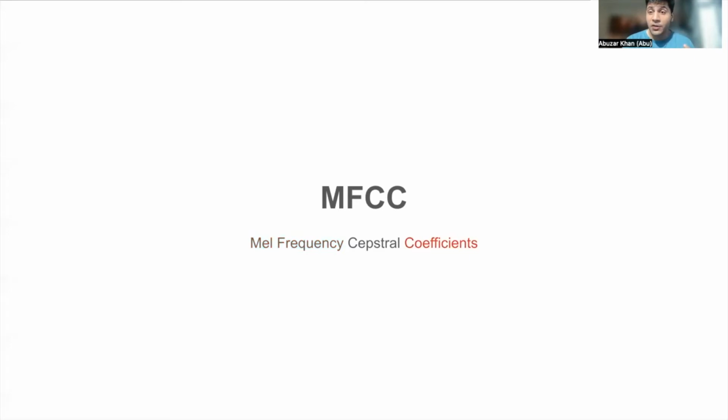Next, let's look at the word coefficients. And this should tell you that what we'll get out of this whole process is a bunch of numbers describing the signal at various points.